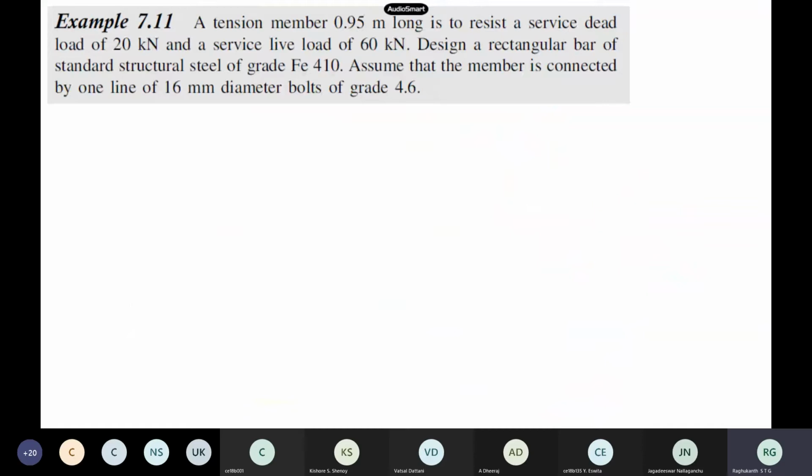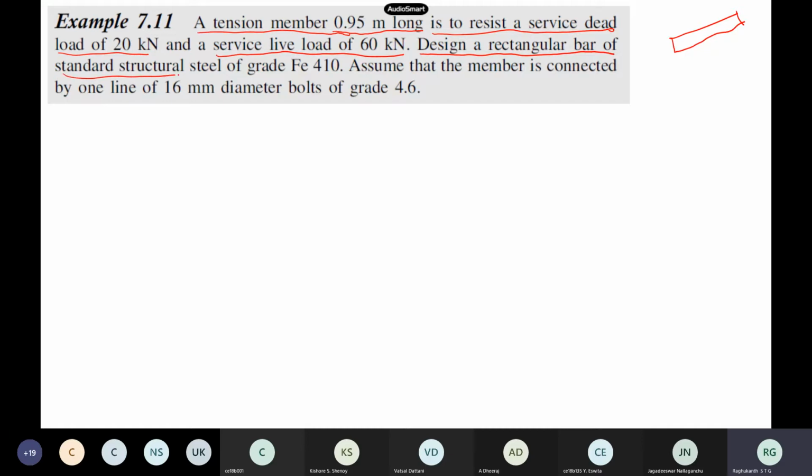So to have just an idea, we will do one problem. This is available in Duggal's book also. We have a tension member, the length has been given as 0.95 meter. It has to resist a service dead load of 20 kilonewtons and a service live load of 60 kilonewtons. So the load has been given, the length has been given, like it is a truss, a fan truss or fink truss. The length is known to you. Now we have to design a rectangular bar. So he is using a simple flat, no angle section, so there are no complications.